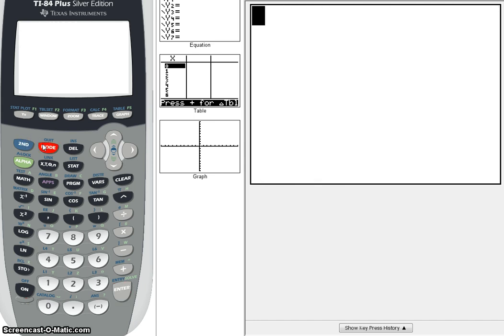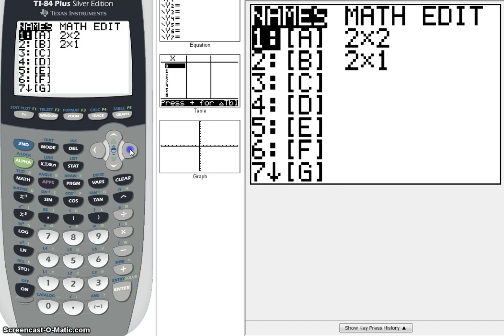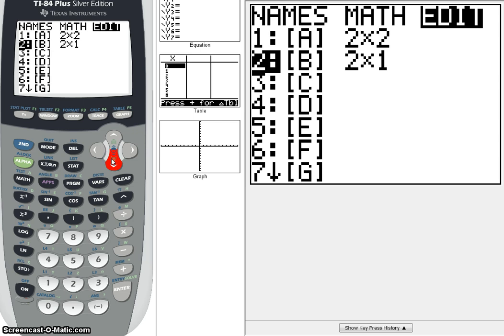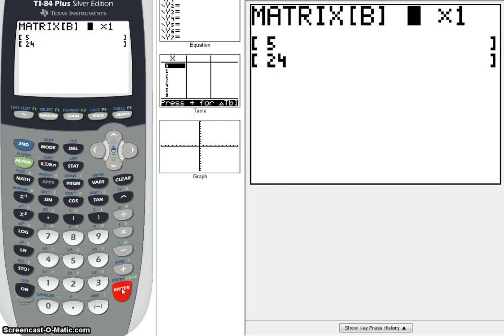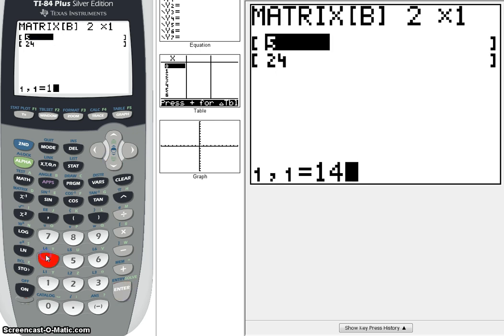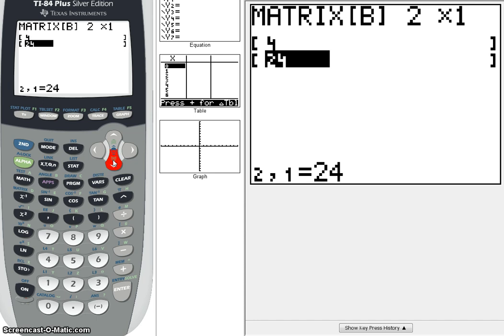Once I have those in, I want to put in my B matrix. If you remember, that B matrix was 2 by 1, and it was 14, or excuse me, it was 4. I misspoke. One more over, I need to delete that. It was 4, and -14 was the other one, so -14. I'm going to enter that, and then I'm going to quit out.